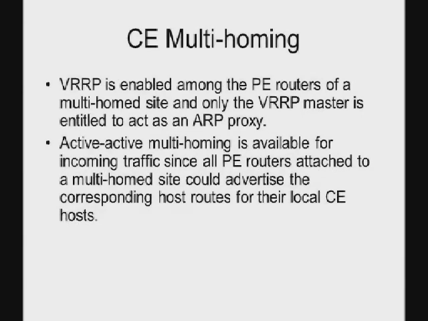In the C multi-homing scenario, where P is enabled among the P routers which are connected to a multi-homed site, only the WebP master is allowed to act as ARP proxy. In this way, active multi-homing for the incoming traffic can be achieved, since all P routers attached to a given multi-homed site can advertise the host route for their local C hosts.